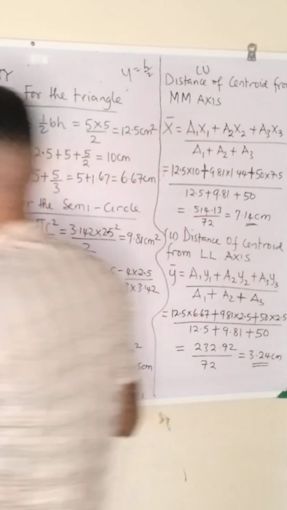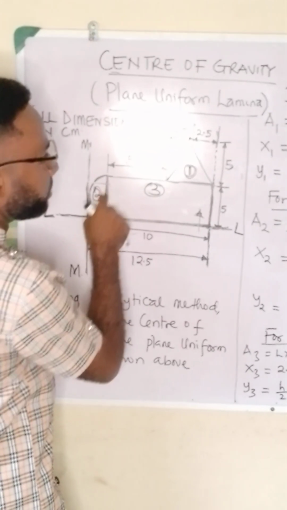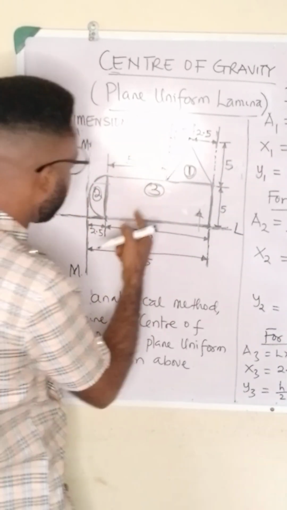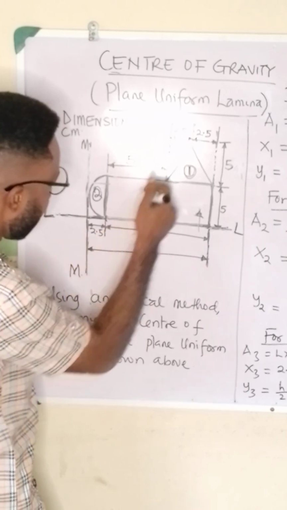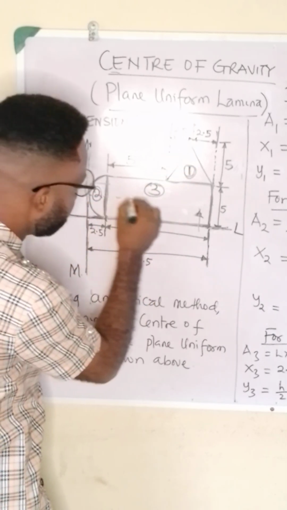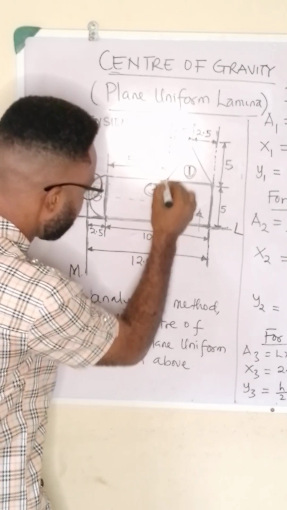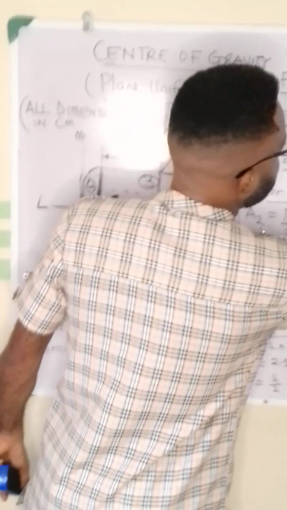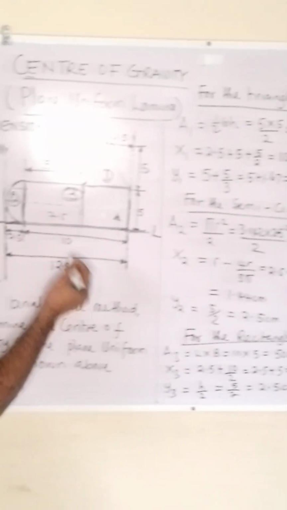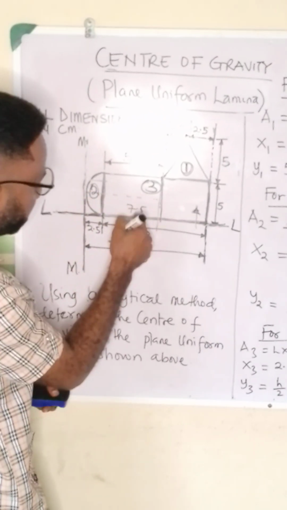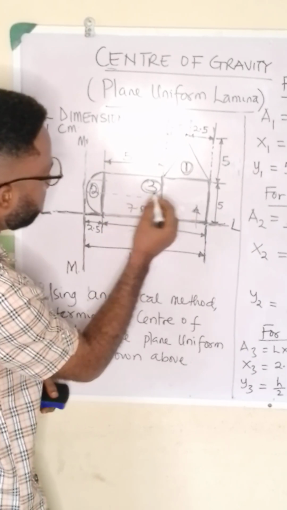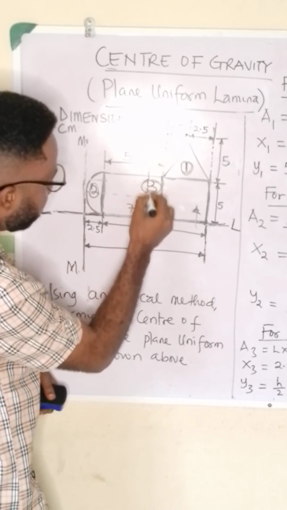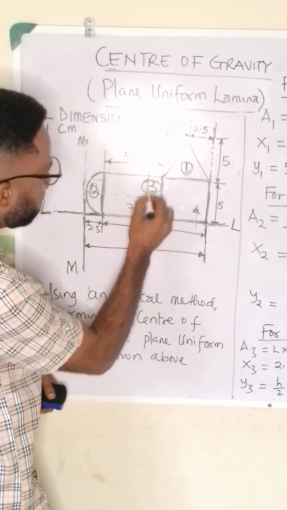What does this imply? It implies that the distance of centroid from this axis will lie between here. Let's look at it. We know that from here to here is 2.5, and from this point to this point will be 7.5, because 2.5 plus 5 will be 7.5, and we have a centroid of 7.14 cm. It means a centroid from this axis will be around, let's say, around here. That's what the answer implies.